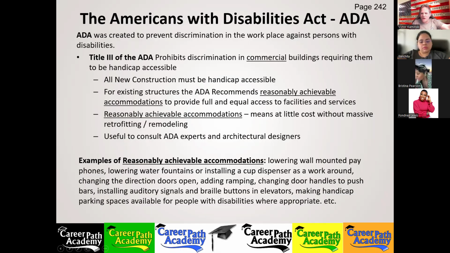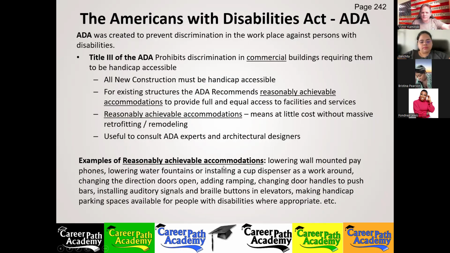Now, what is reasonably achievable accommodations? Well, that means with little cost, without massive retrofitting and remodeling. Okay. Now, that could also be subjective too. Keep that in mind. So they say it's useful to consult ADA experts and architectural designers.